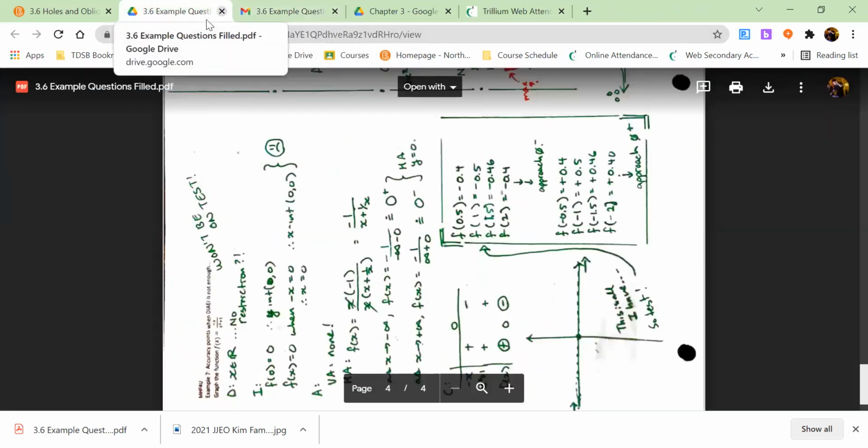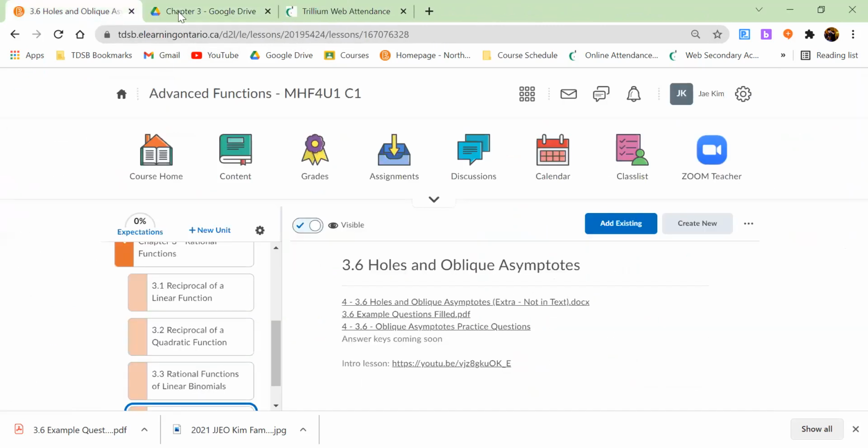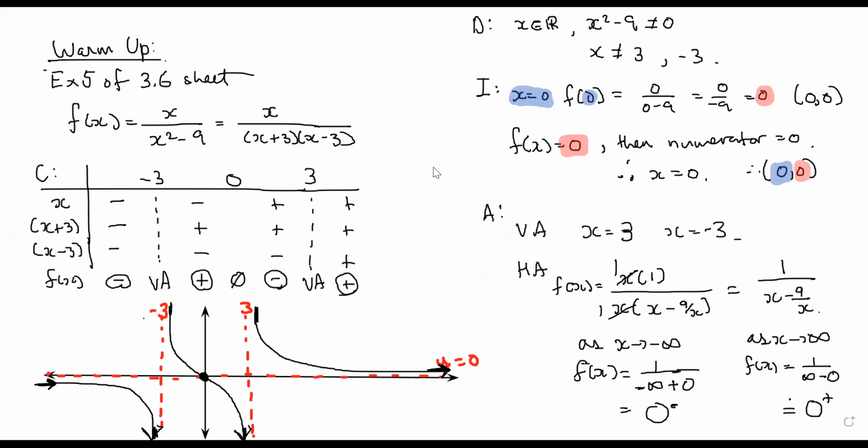We are going to move into oblique asymptotes. Which examples are those? Examples 3 and 4. Let me quickly explain what oblique is by definition, and then we'll do some examples where you see it in action. Oblique asymptote: up until now, we had vertical and horizontal asymptotes.